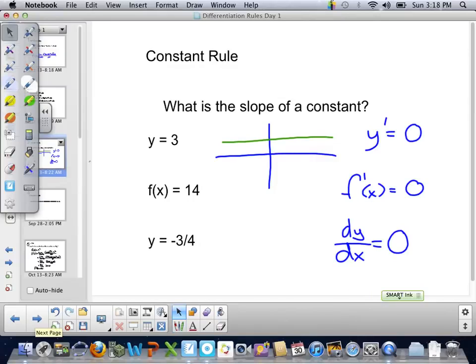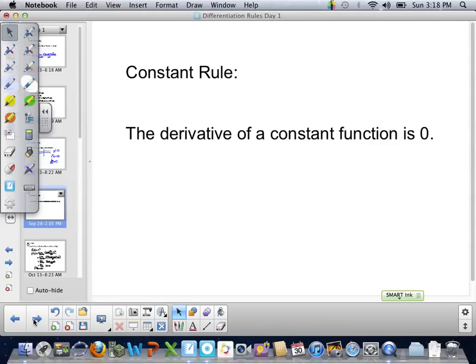So what is the slope of a constant? The slope of a constant is 0. Therefore, the derivative of a constant function is 0.